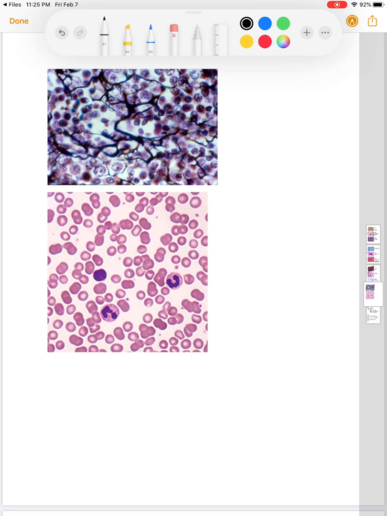Then we get to the next type of loose connective tissue, which is reticular connective tissue. Reticular connective tissue helps form what's called a stroma or a framework of pretty much all of your lymphatic organs. So organs like the lymph nodes and the spleen, ones that are involved in your immune system, those are predominantly going to be made up of reticular connective tissue.